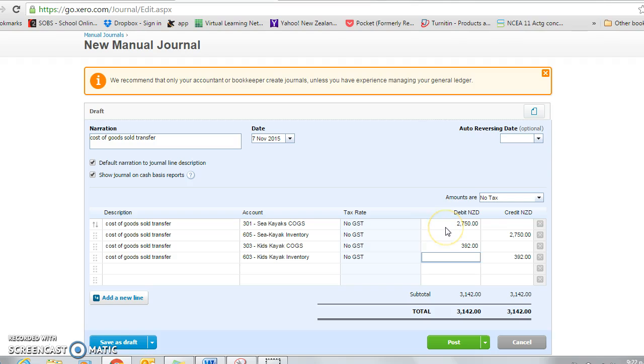What we have done, you have to times the cost of goods sold by the number of items sold. So here that is 2 times the cost price of the sea kayak and 2 times the cost price of the kids kayak. Must have debits and credits so that they're both equal. It will not let you post unless you have this. Again, we do this cost of goods sold transfer, this manual journal, after every time we sell inventory.